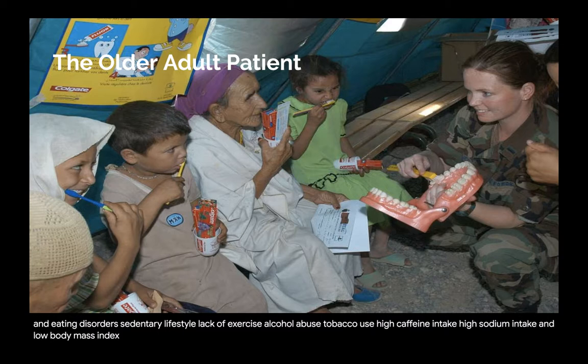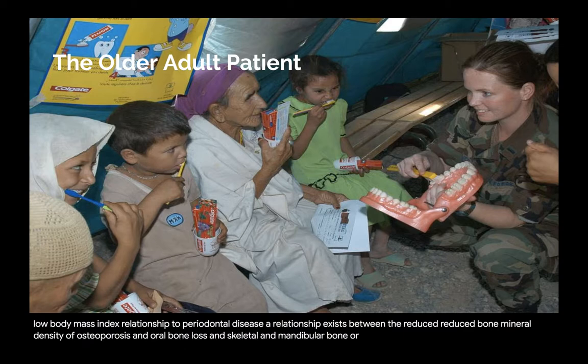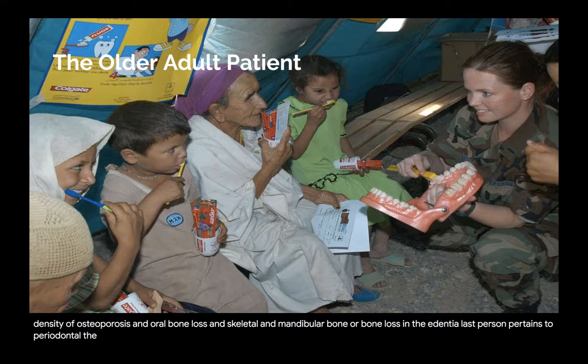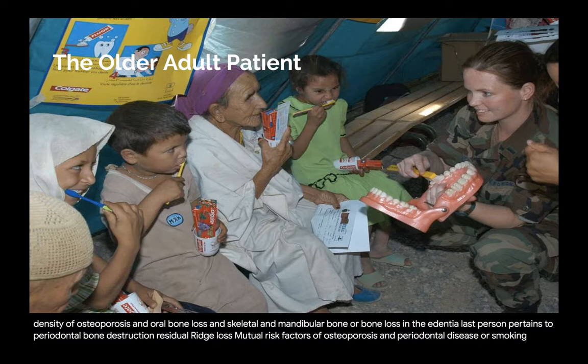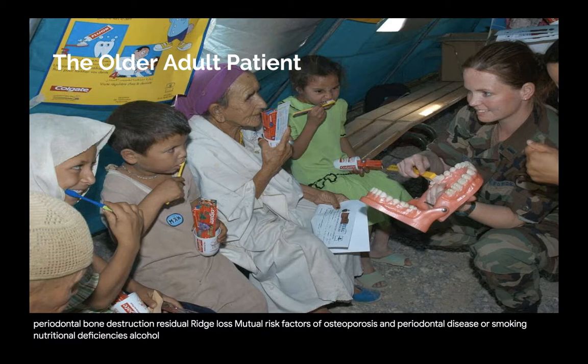Relationship to periodontal disease. A relationship exists between the reduced bone mineral density of osteoporosis and oral bone loss in skeletal and mandibular bone. Oral bone loss in the edentulous person pertains to periodontal bone destruction and residual ridge loss. Mutual risk factors of osteoporosis and periodontal disease are smoking, nutritional deficiencies, alcohol use, and hormonal status. Osteoporotic bone is less dense and more readily resorbed.